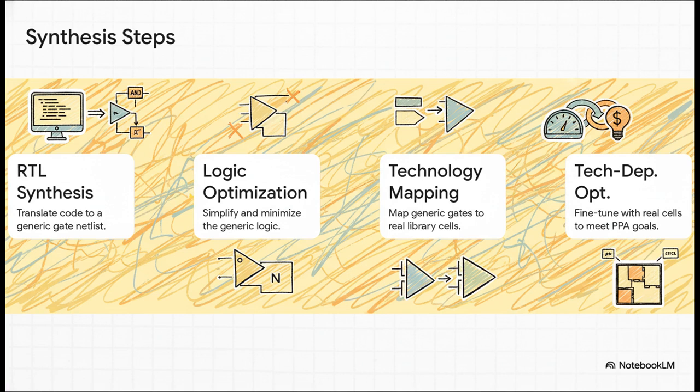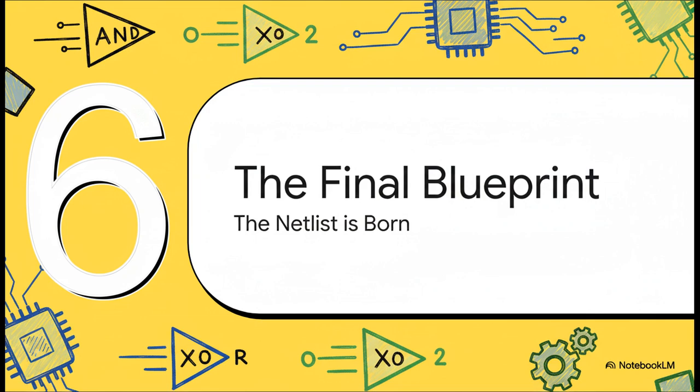Third, and this part is critical, is technology mapping. This is where the tool swaps out all those generic gates for real physical parts from that library catalog we talked about. This is where the design meets reality. And finally, it does one last round of technology-dependent optimization, fine-tuning everything based on the specific properties of those real parts to squeeze out every last drop of performance and hit those PPA targets. And after all that translation, all that balancing, and all that optimization, we finally arrive at the final output. The digital blueprint is complete, and it's ready for the next team in the assembly line.